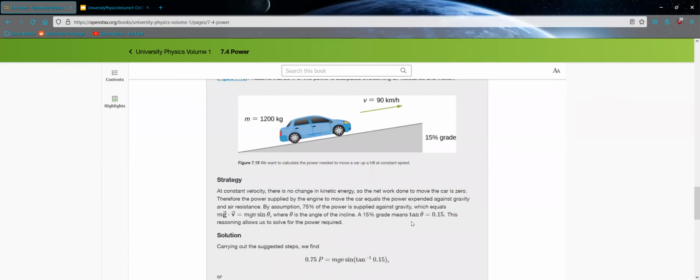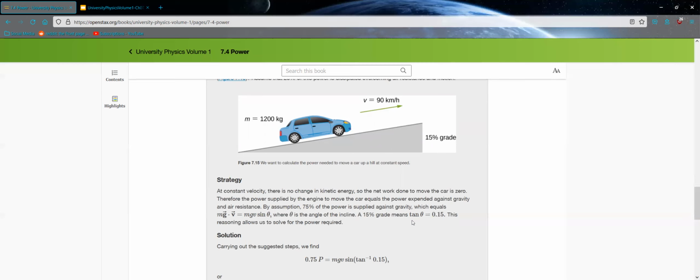So the car is moving at constant velocity, so we don't technically have a difference in kinetic energy, because kinetic energy is directly related to velocity. If velocity does not change, kinetic energy does not change. So net work done on the car is 0 because the kinetic energy at A and B is the same. Therefore, the power supplied by the engine to move the car must equal the power expended against gravity and air resistance. What that's saying essentially is we're not gaining anything going up the hill, right?